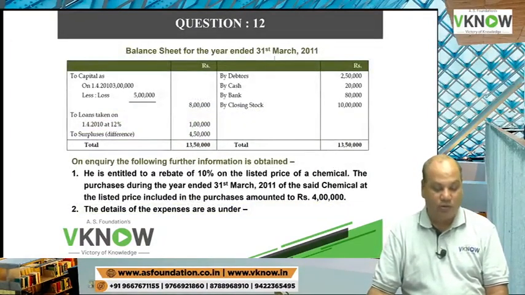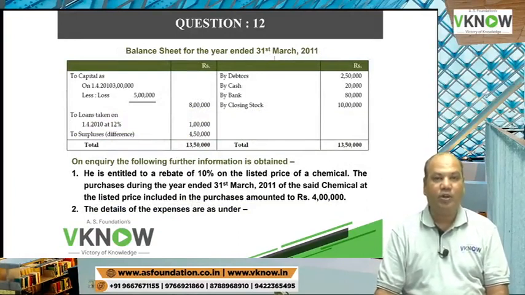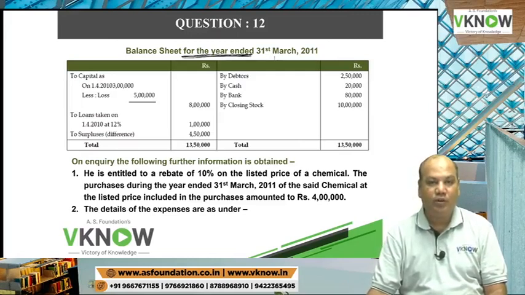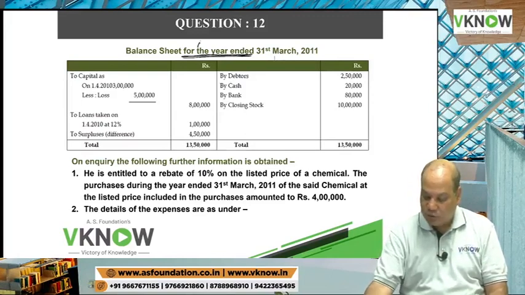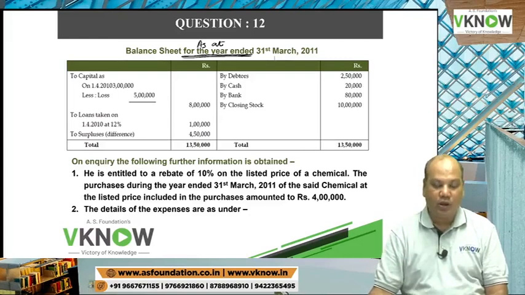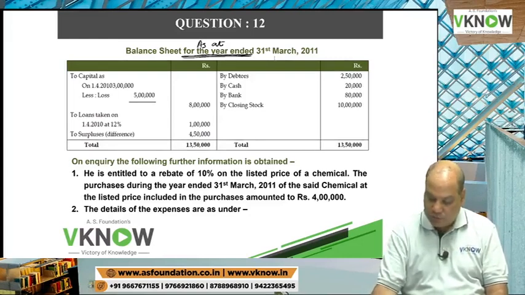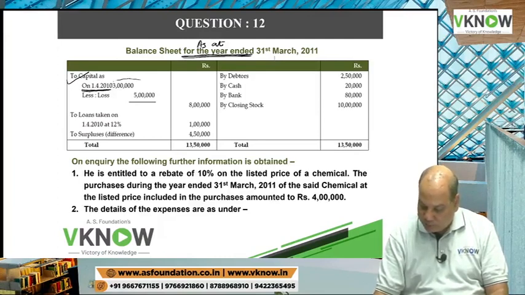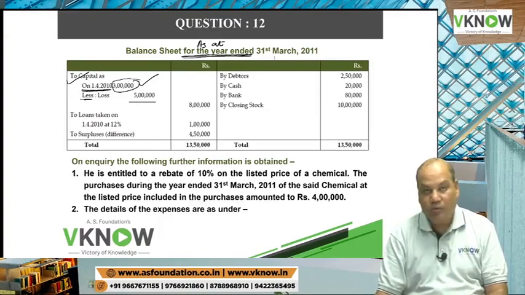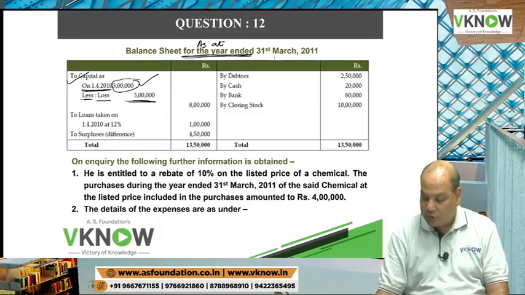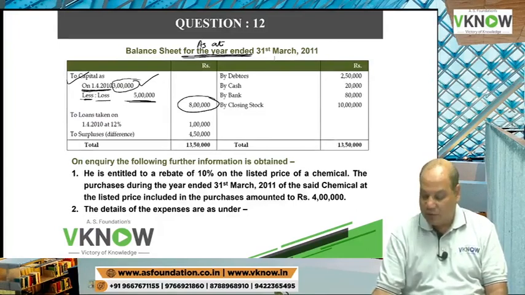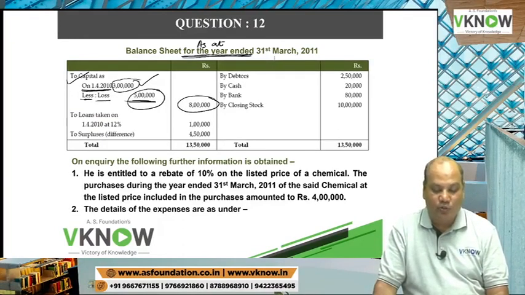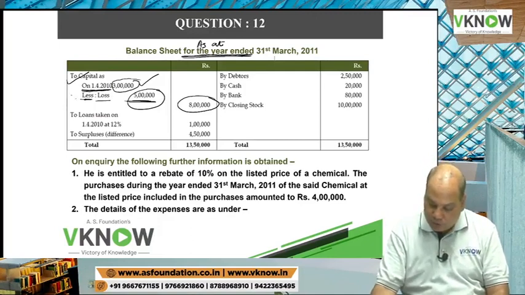Now he has prepared a balance sheet. Who has prepared? Pranlal has prepared a balance sheet. Now for the balance sheet he has written for the year ended. What should he have written? Do we write for the year ended or do we write as at? You should have written as at 31st March 2011. Capital account, opening balance on 1st April 2010, 3 lakh. This is right. Less, loss, 5 lakh. 3 lakh minus 5 lakh, 8 lakh. Amazing. His maths is also poor. He is not only a poor accountant, his maths is also poor. Yes or no? Say yes. So this loss is wrong.